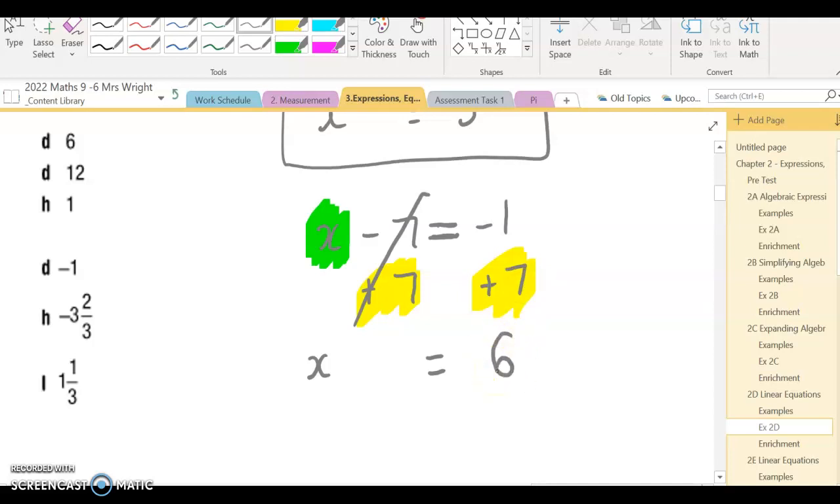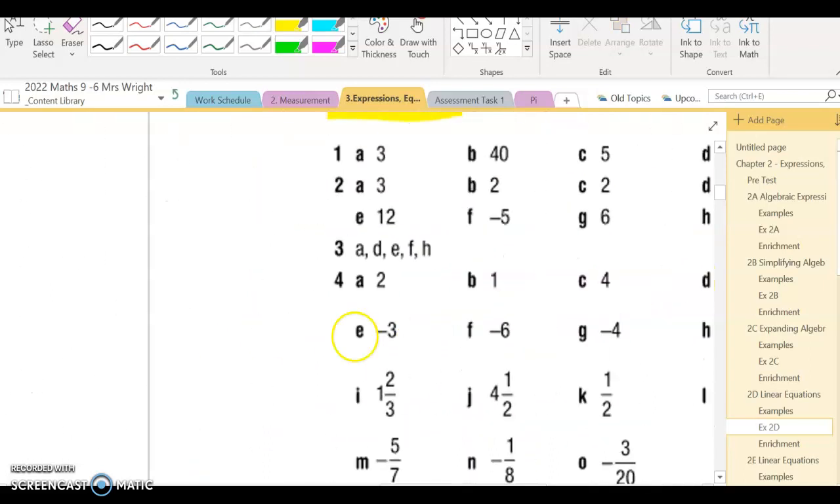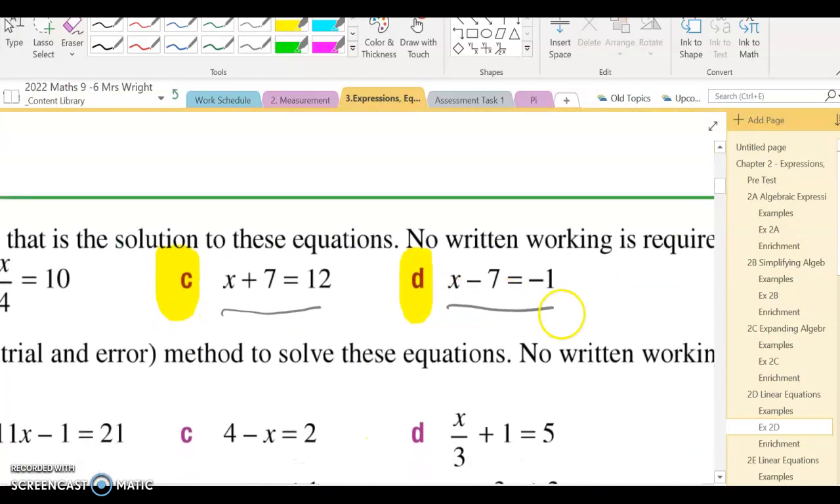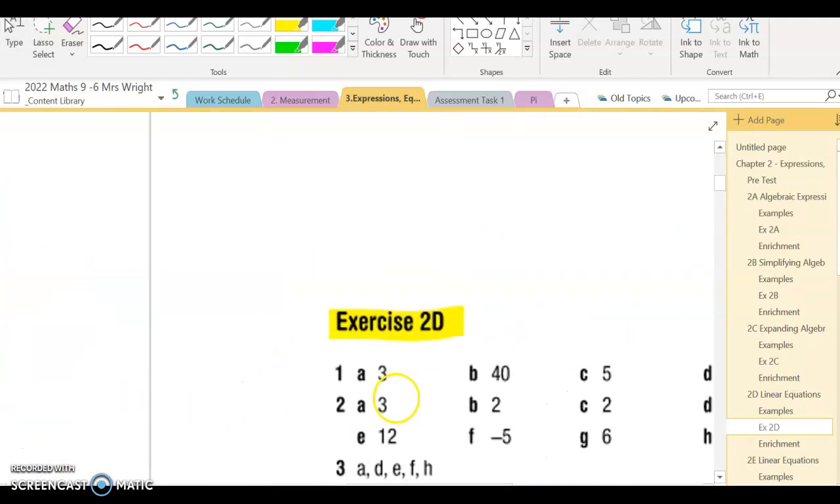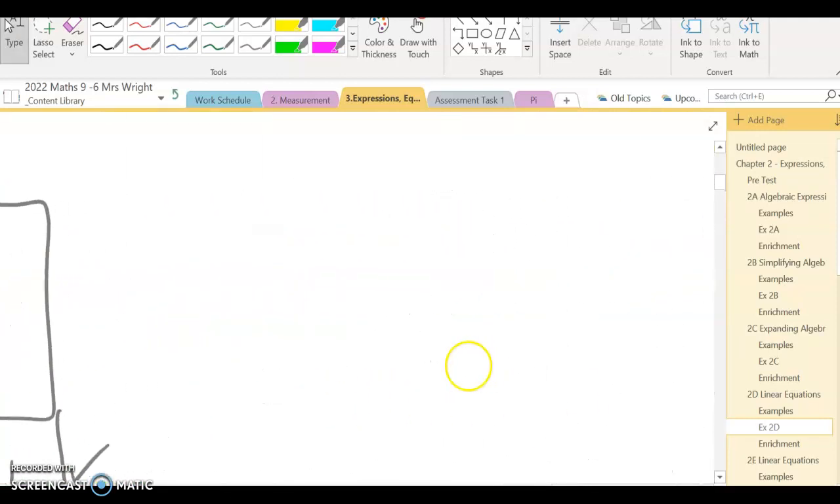X equals 6. If I got that 6 and popped it back into my question, I can check to see if it's right. 6 take away 7 equals minus 1. Yes, we're correct. Let's look at another one-step equation. What do we got over here? I'll do the last couple. Actually, I might make them a little bit different so that you can have a go at those again in a second yourself. Let's look at 2x equals 15.